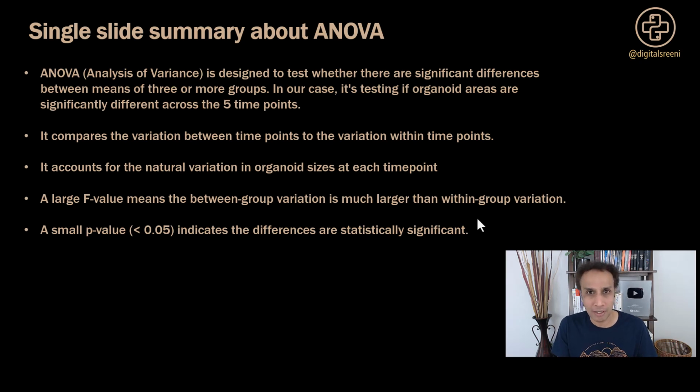And the p-value is like any distribution. You know how we have the p-value, and if it's less than 0.05, it says that the differences are statistically significant. So we look at the combination of F and p-value. If the p-value is less than 0.05 and there is a big difference in F value, then we can say that yes, this is a statistically significant difference.